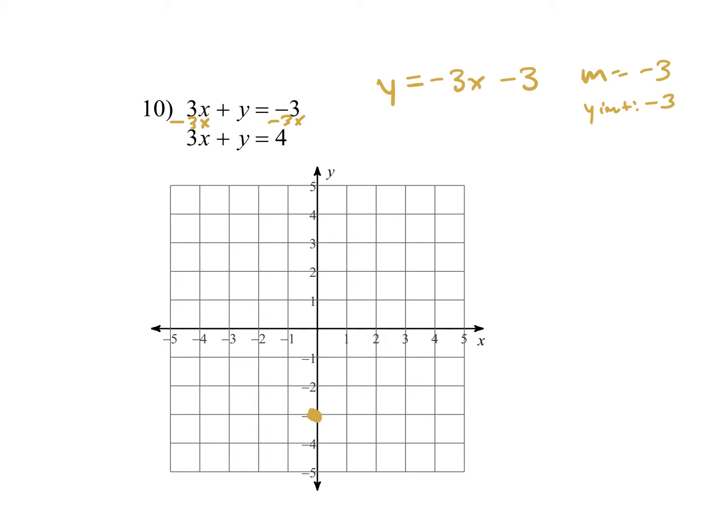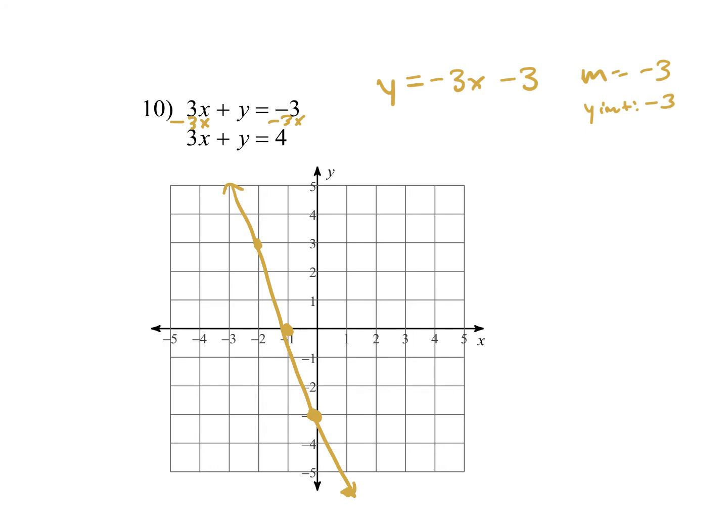I could go up and to the left or down and to the right. So since it's negative, you go down. You always go to the right. But since that's off the graph, you can do the opposite of both. Go up 3 to the left 1. So there's that line. Now let's do the other one.